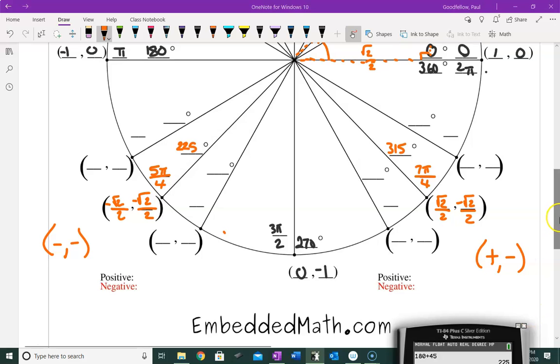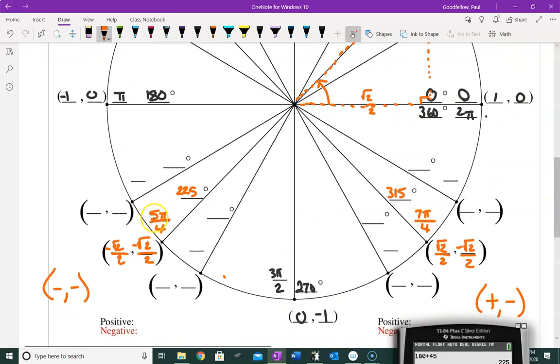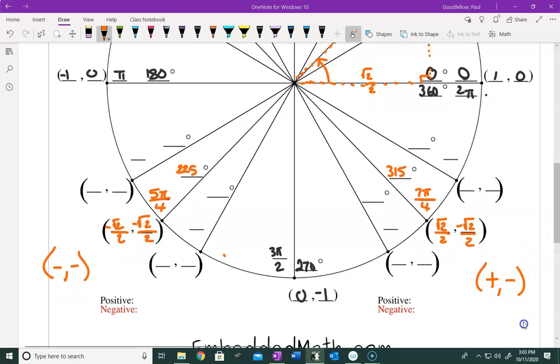Now, some people will try to memorize how they get the actual coordinate, how they get the radians here. This one's 1 smaller than the bottom. This one is 1 bigger than the bottom of over 4s. This one happens to be 1/4 shy of the 2 pi. So if that helps you a little bit, go ahead and use that.